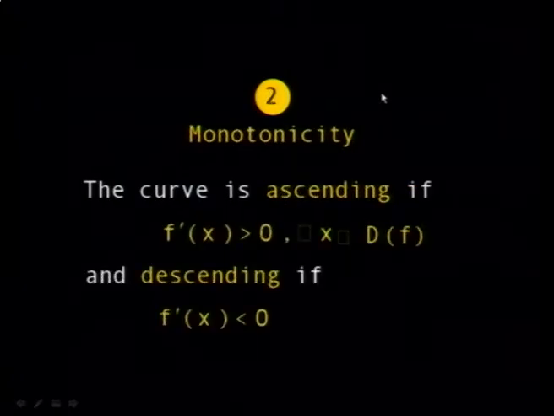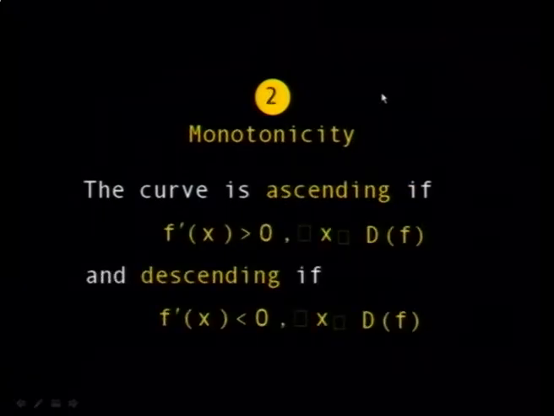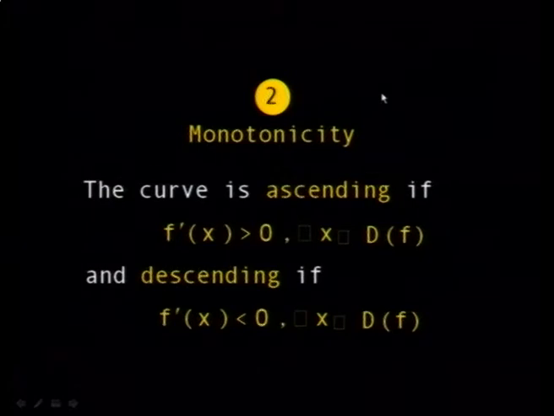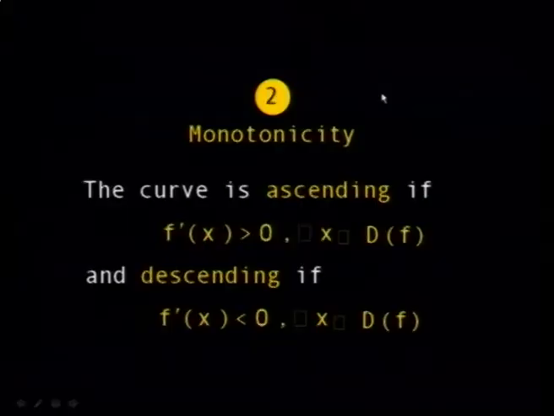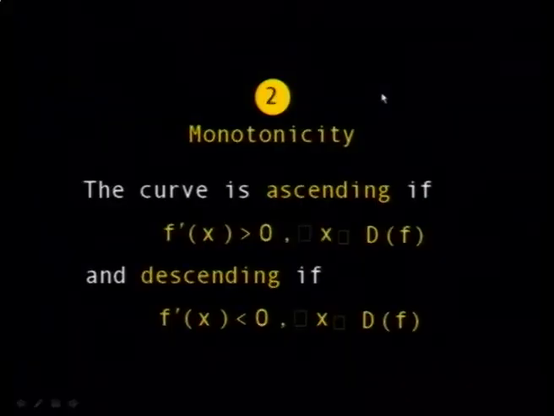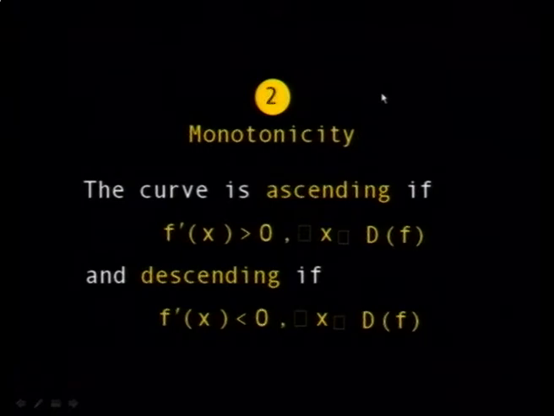Again, the monotonicity. For example, the curve is ascending if f dash of x is greater than 0 for all x element of the domain of f, and it's descending if f dash is less than 0. So if the function is increasing, f dash is positive, and we say it ascends, whereas if f dash is negative, we say the function descends.